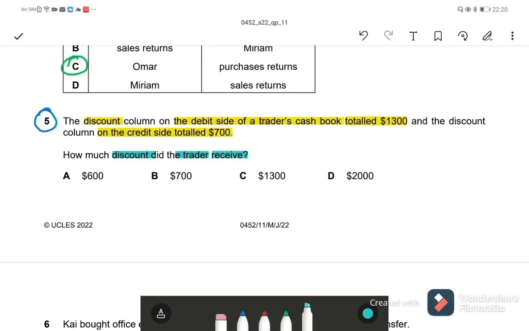In the cash book, there are two discounts we show. Debit side, all the receipts we enter. Credit side, all the payments. So, when we receive the money, business gives the discount. That is discount allowed. While when the business does the payment, that time business receives the discount. So, the discount received will be on the credit side. So, here the credit side, how much is the discount received? 700. So, the correct answer is B.